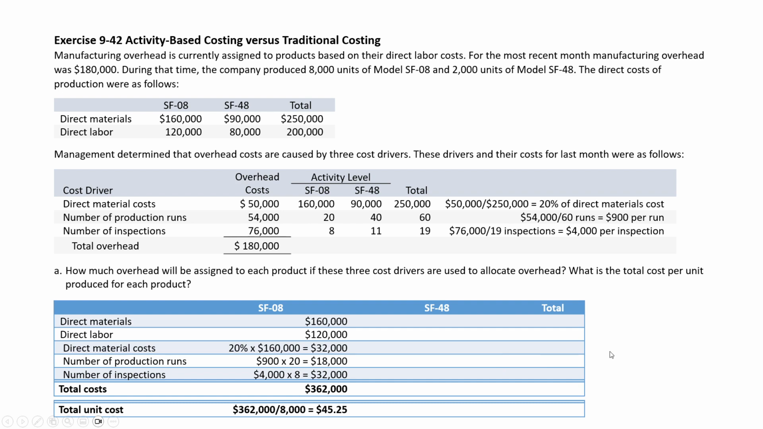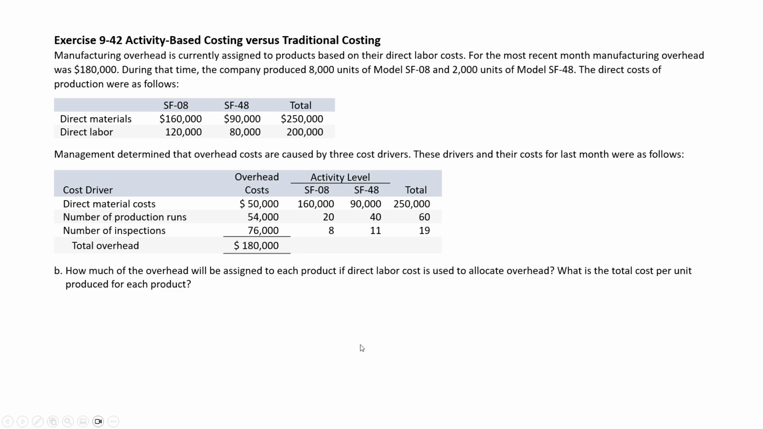Let's compare this to what we've been doing with traditional costing. For traditional costing, we're using one plant-wide predetermined overhead rate, and if you recall, we're assigning that based upon direct labor costs. So instead of separating the overhead out into 3 pools, we're just going to take that $180,000 worth of overhead divided by total direct labor costs, irrespective of each model, of 200,000. And so overhead under the traditional system would be applied at 90% of direct labor costs.